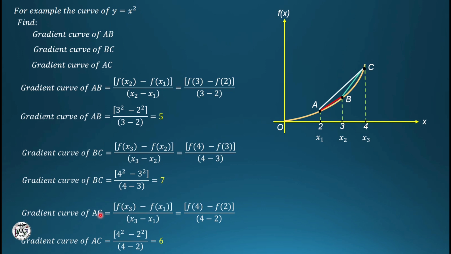Next, the gradient of the curve EC, where f of x sub 3 minus f of x sub 1 over x sub 3 minus x sub 1. The value of x sub 3 is 4, and the value of x sub 1 is 2. So f of 4 minus f of 2 over 4 minus 2. The gradient of the curve EC is 4 squared minus 2 squared over 4 minus 2. Therefore, the answer is 6.